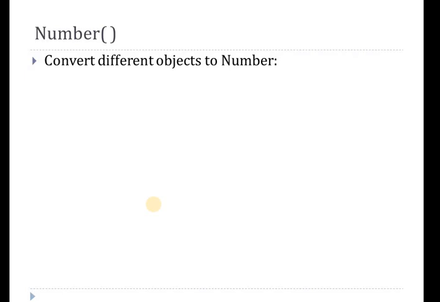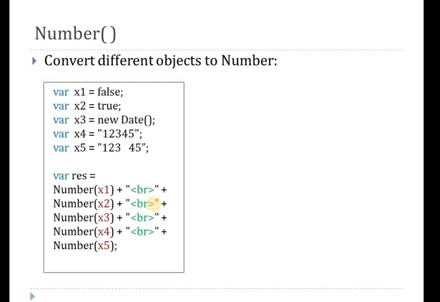After that, let's see the Number function. This function converts different objects to a number. This is just a converting mechanism. Whenever you want to convert any object to a number, you can use this function. Let's see an example of it. Over here I have declared a few variables x1, x2, x3, x4, x5 with some initial values. These values are of different object types. For example, false and true, that means boolean type. This is a date, this is a string, this is also a string. Now I want to convert them into numbers.